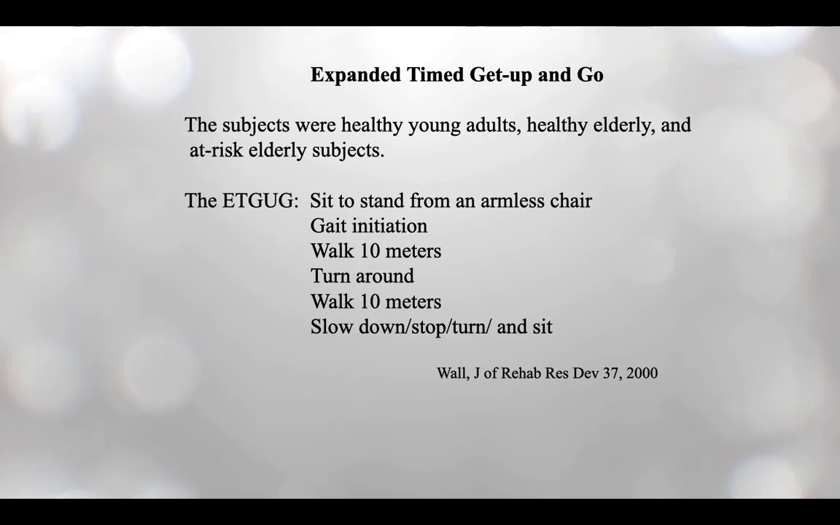By expanding the components of get up and go, we scored their times. How much time sit to stand from an armless chair takes, how much time initiating the gait takes, how much time the person is taking for walking 10 meters, how much time the person is taking to turn around, take a U-turn, how much time the person is taking for again walking back to the chair, and how he is slowing down, how he stops himself, how he turns around and how he sits.